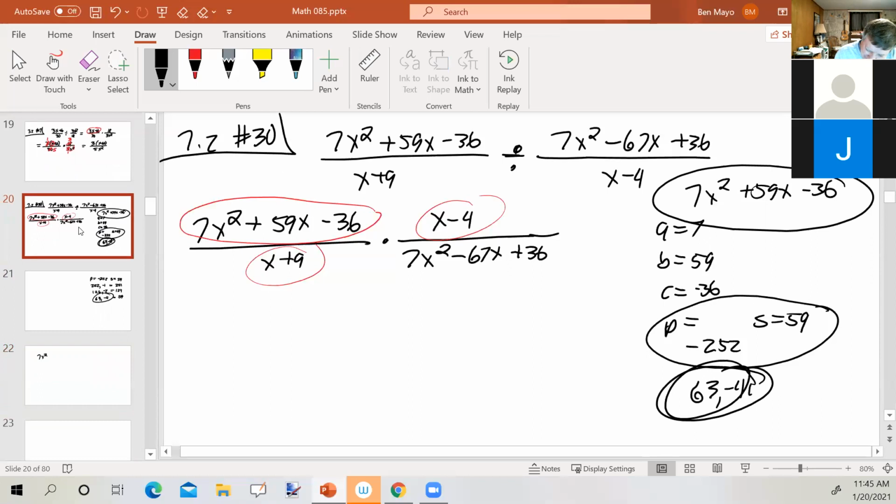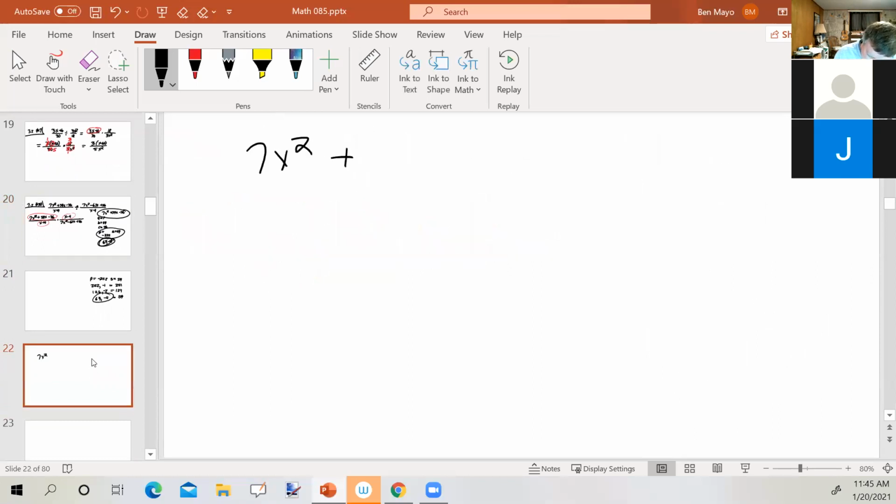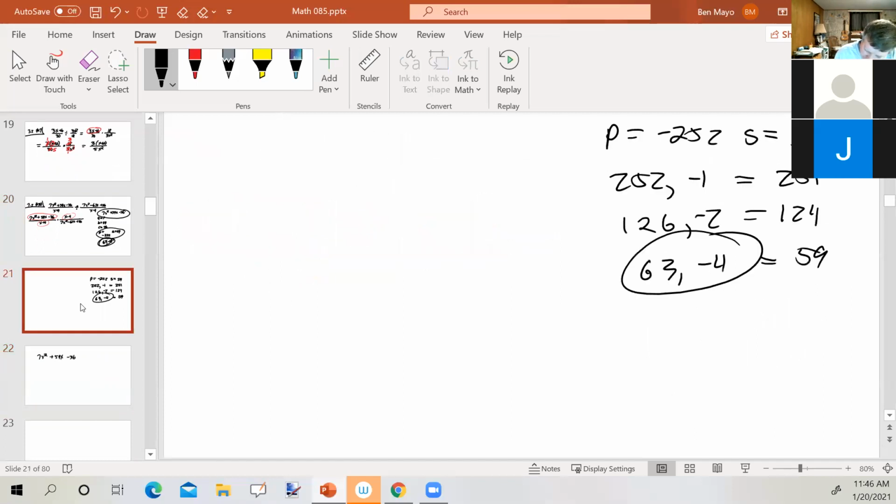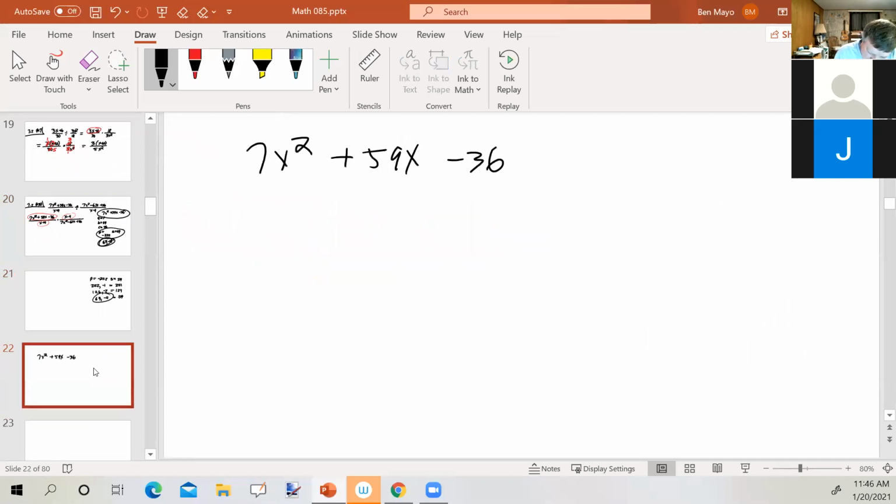7x squared plus 59x minus 36, and we're going to split 63 and -4. So I get 7x squared plus 63x minus 4x minus 36. Are you able to follow all this going back and forth like that? I guess I could write really small and get it all in there, but all right.